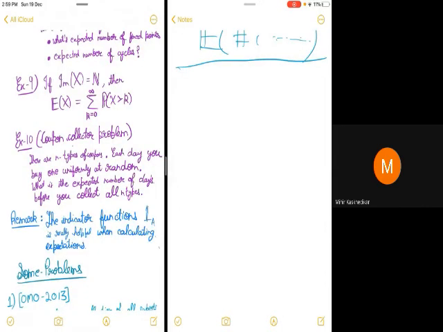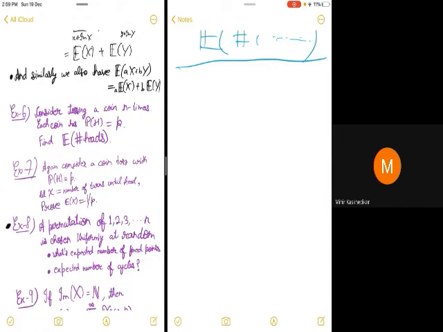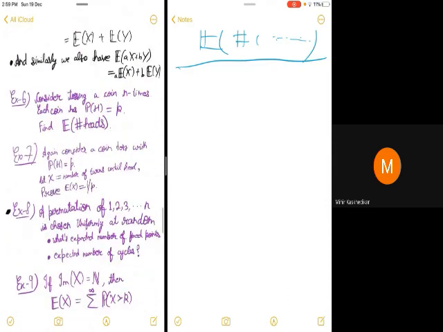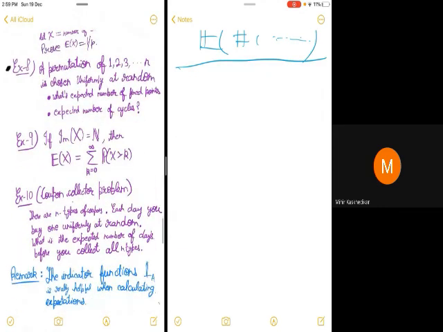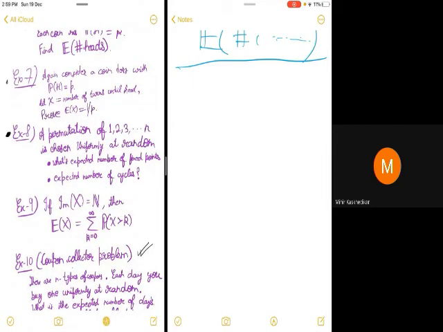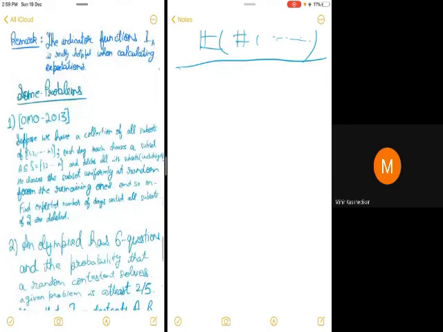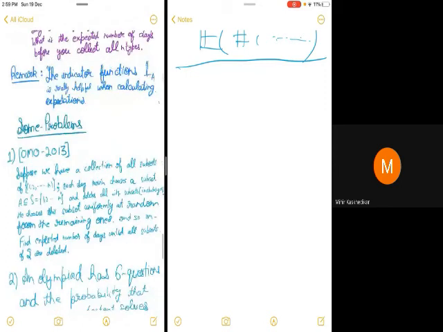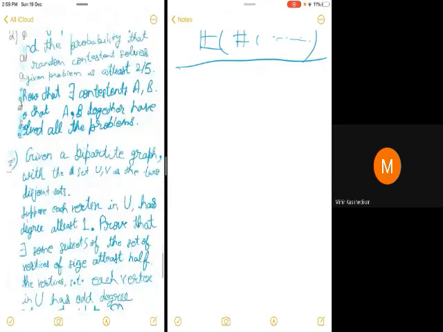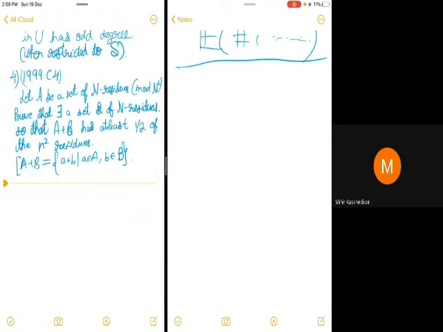So we don't have a lot of time left, I think. So I won't do the exercises now, but the coupon collector problem is really nice, so I do encourage you to try it. And you will be using exercise 7 to solve the coupon collector problem. So maybe I'll just do one of the Olympiad problems which uses linearity of expectation.